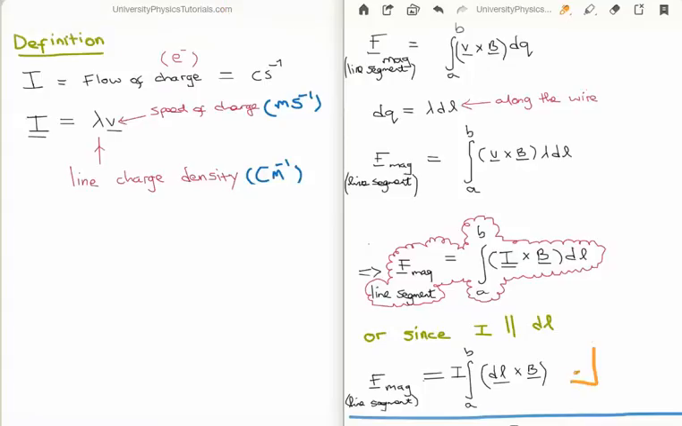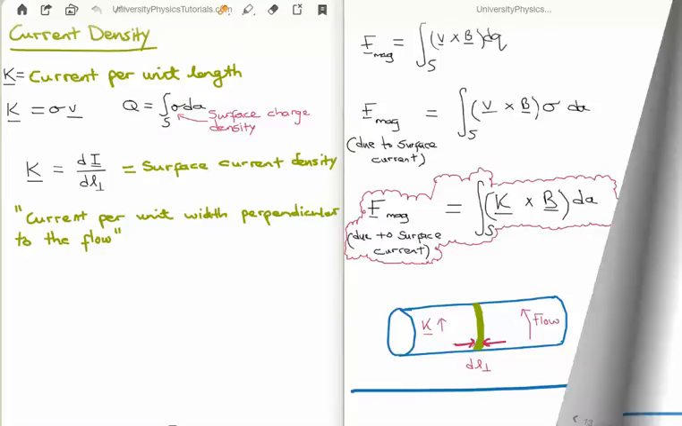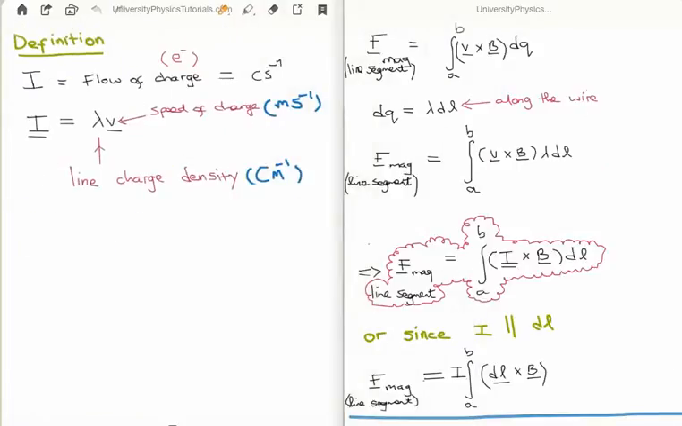And what we get is this final equation here. And this is the magnetic force on a line segment. So we have the current I outside of the line integral of dl cross B. So just compare this for a moment with the similar integral we got a moment ago for the magnetic force due to a surface current. There we integrated the surface current density crossed with the magnetic field across the surface. Here we integrate the line integral of the current outside of dl cross B, the infinitesimal line element crossed with the magnetic field.